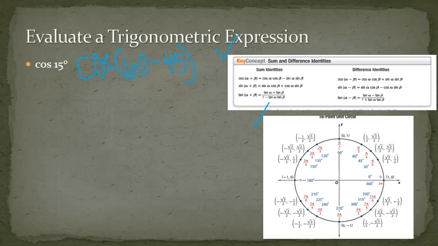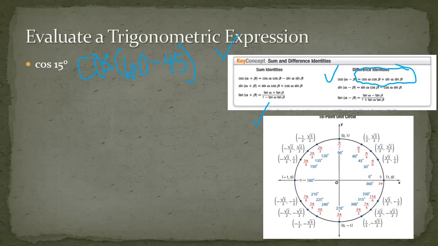And here we can see in a difference identity that we can plug in this formula, where the cosine of alpha minus beta, in our case 60 minus 45, is equal to the cosine of alpha, or 60 degrees, times the cosine of beta, or 45 degrees, plus the sine of alpha, 60 degrees in this example, times the sine of beta, 45 degrees in this example. So let's fill this in, see what we can do. Hope we've got enough room to write. So I'm going to set this up.